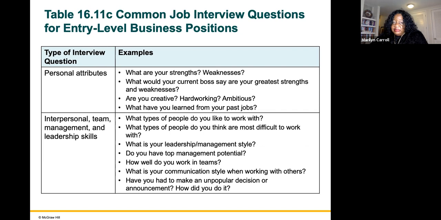Interpersonal, team, management, and leadership skills: What types of people do you like to work with? What types of people do you think are most difficult to work with? What is your leadership and management style? Do you have top management potential? How well do you work in teams? What is your communication style when working with others? Have you had to make an unpopular decision or announcement? How did that go?